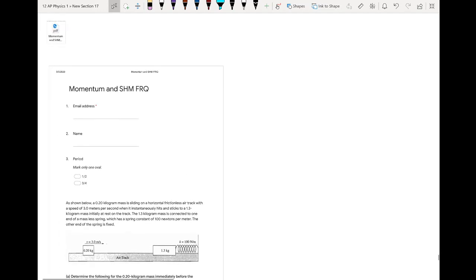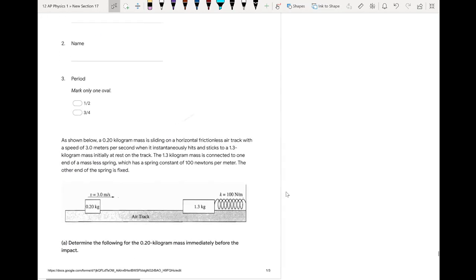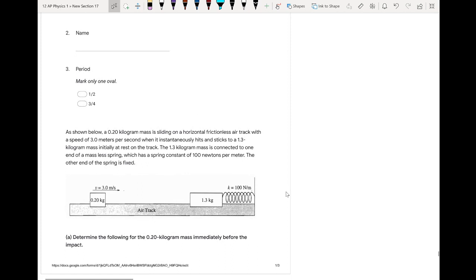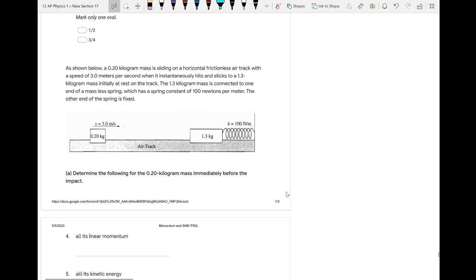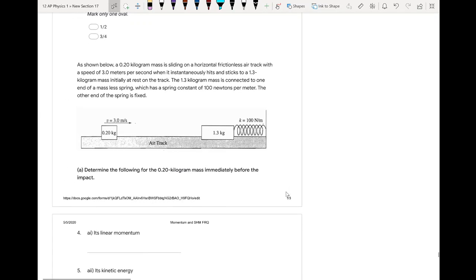Okay, so now we're looking at this free response question. This one's kind of cool because it's blending together our momentum and also our simple harmonic motion ideas. So what we're saying is, shown below, we have a 0.2 kilogram mass sliding on a horizontal frictionless air track with a speed of 3 meters per second when it instantaneously hits and sticks to a 1.3 kilogram mass initially at rest on the track.